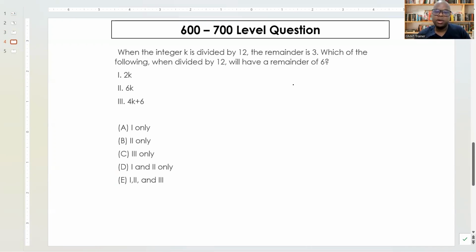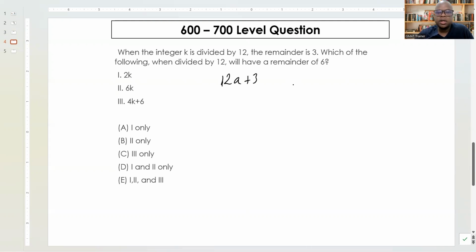When an integer k is divided by 12, the remainder is 3. Which of the following, when divided by 12, will have a remainder of 6? So 2k, 6k, 4k plus 6. So we have integer k divided by 12, remainder is 3. So we'll have 12a, let's say 12a.